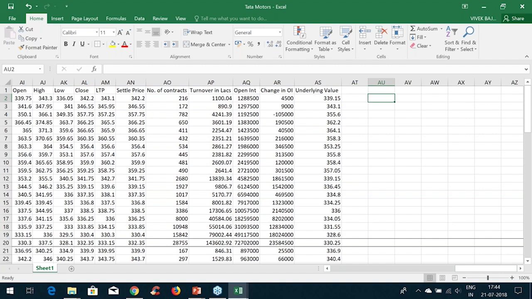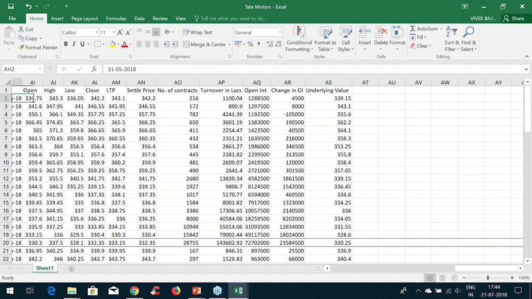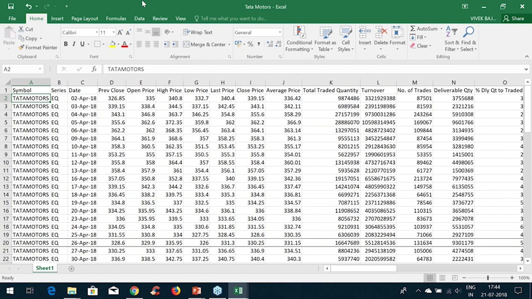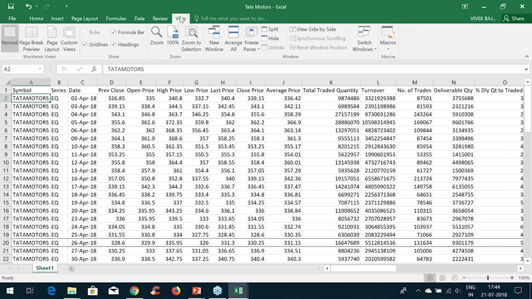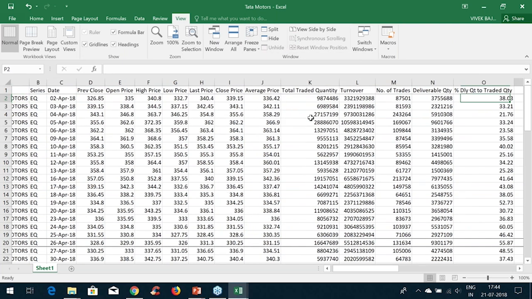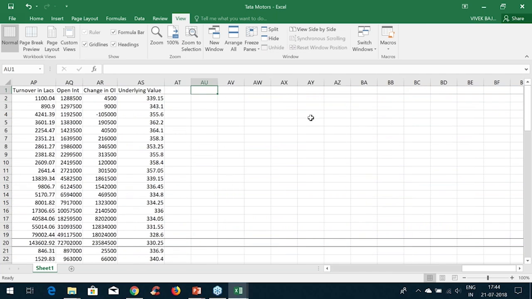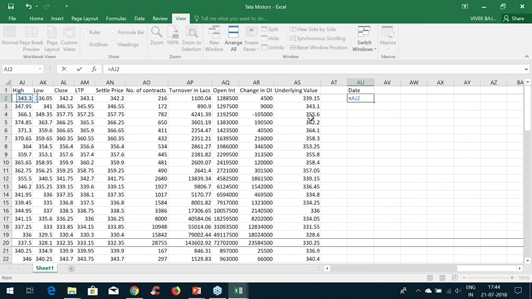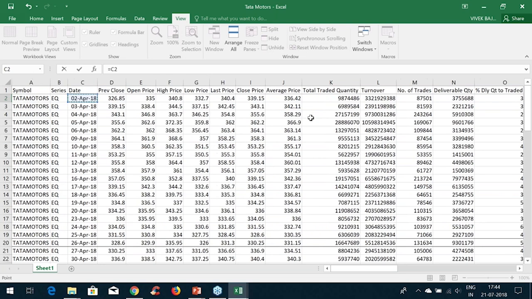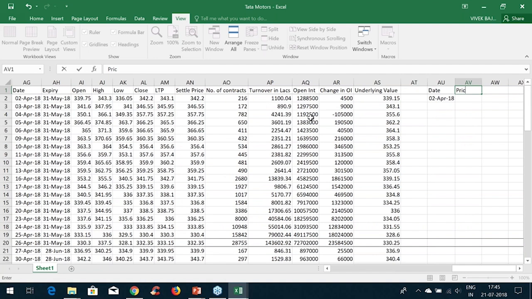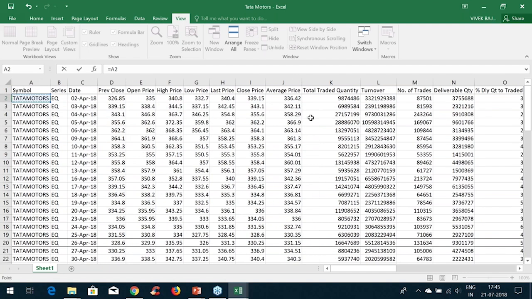Okay, so there are a couple of analysis which we will have to bring in on the right side. So let me first freeze. Okay, so how do I freeze? So let me just freeze the top row. Okay, and what do we need? So we need, let me bring the date first because date is lying far away. So this is the date. Okay, let me bring the price. Okay, so I'm trying to get the closing price of cash market.